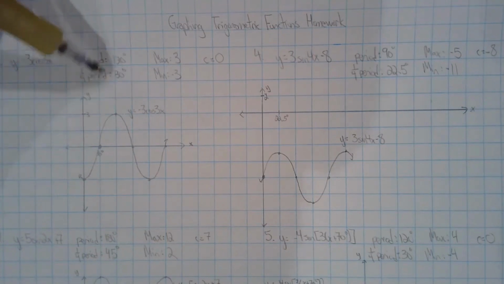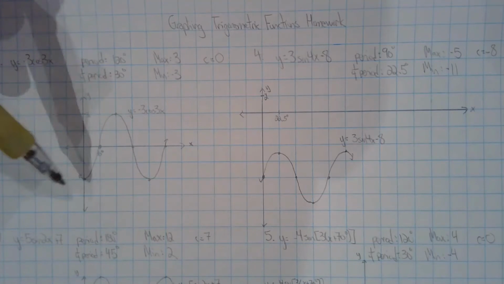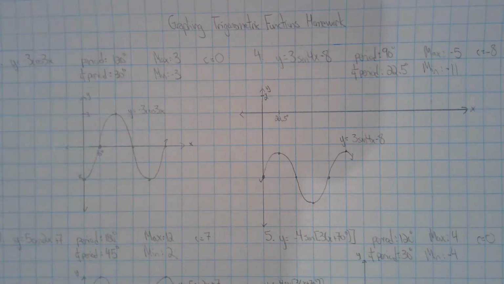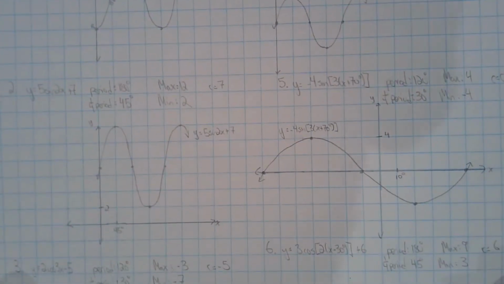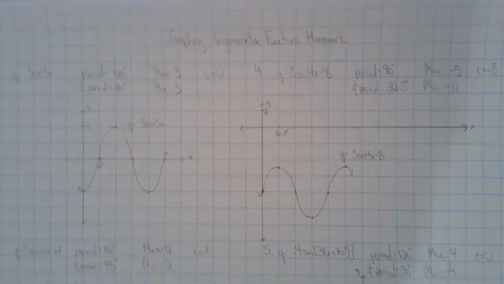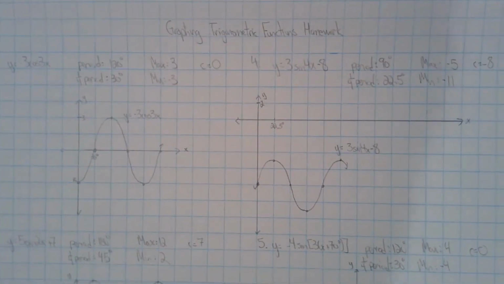In this case, the quarter period is 30 degrees. That's why the spacing between my key points here is 30 degrees. Because d is equal to 0, I'd argue that questions 1 through 4 are relatively straightforward. So number 2, same idea here. Quarter period is 45 degrees. For number 3, quarter period is 30 degrees. And number 4, quarter period is 22.5 degrees.